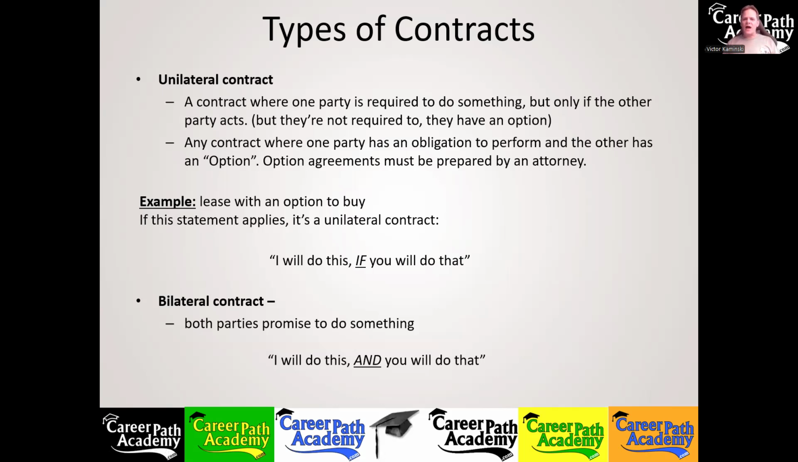A unilateral contract is a one-sided agreement or promise. Uni meaning one. So a unilateral contract is a contract where one party is required to do something, but only if the other party acts. But they're not required to. They have an option.